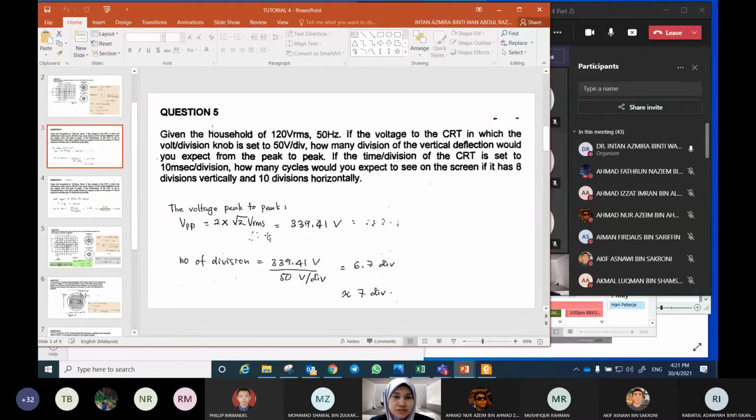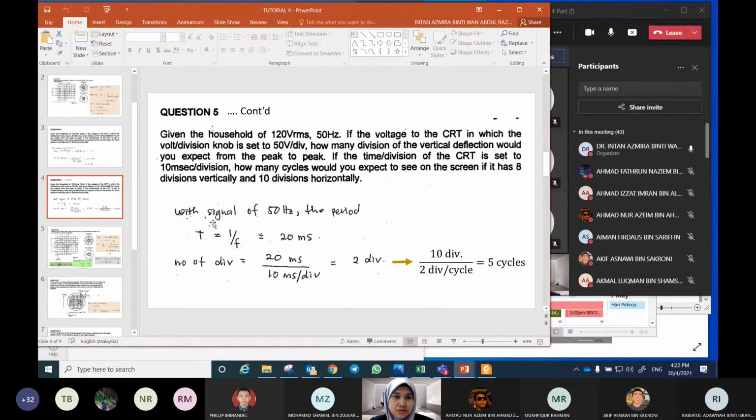This is the value of V peak to peak. Okay, so let's find V peak. And then the division on the vertical is about 7. Okay, so you can put 3.5 and 3.5. And then please label the period 20 millisecond. Make sure 2 division for a cycle, and there are 5 cycles.